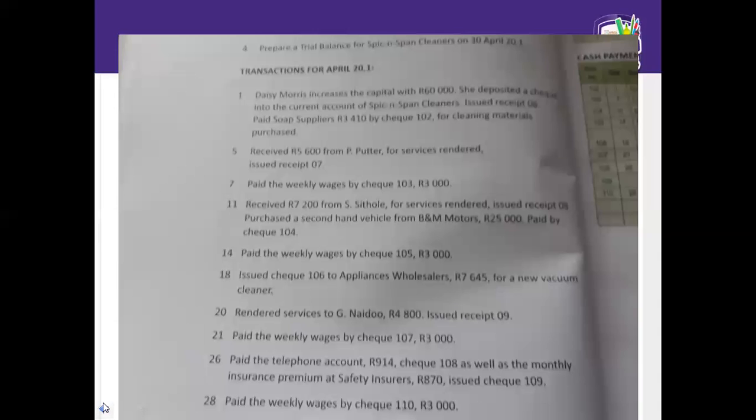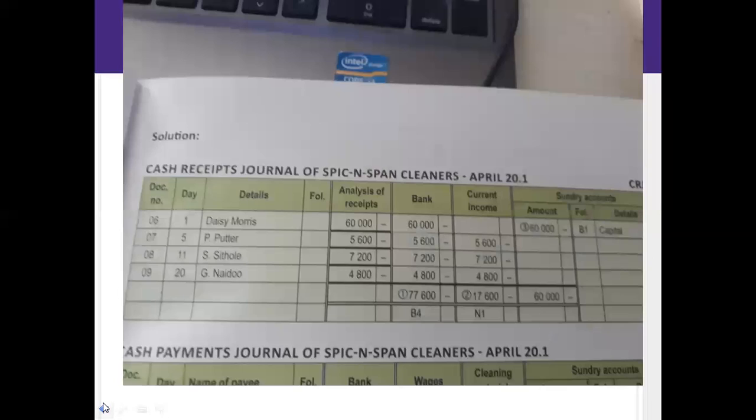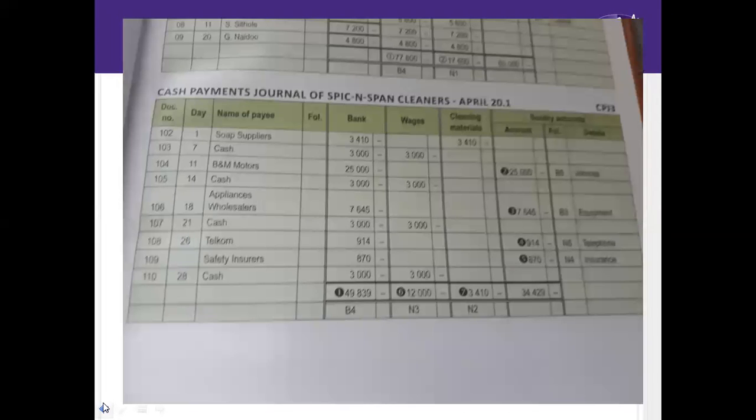You've got the name of a business there, B&M Motors, 25,000 Rand. It's check 104. Going to the CPJ, so look there on the 11th, B&M Motors with name of payee or details, 25,000 Rand in bank, and it's for vehicles. There's not a vehicles column, therefore it goes to sundry accounts.